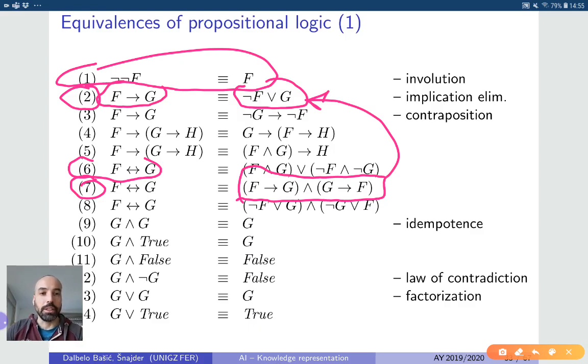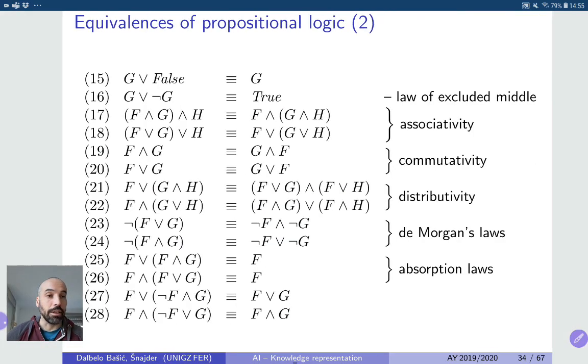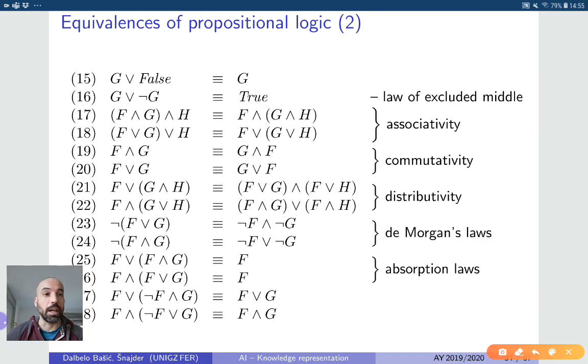Also important is the idempotence here. It essentially tells me G and G is equivalent to G. No need to duplicate the formulas in a conjunction, and the same holds for the OR operation, and this particular equivalence is called factorization. There is a law of contradiction which we mentioned. G and not G is equivalent to false, right? And on the next slide, there's more, but just a couple of them we'll actually be needing.